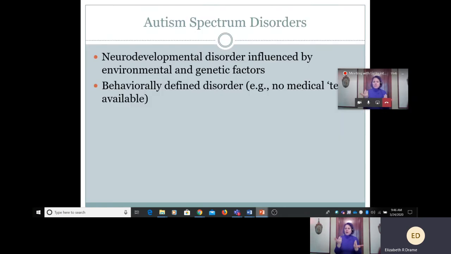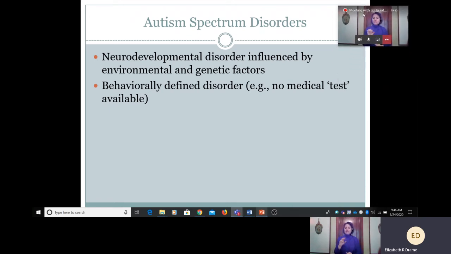So, autism spectrum disorder is a neurodevelopmental disorder that scientists don't know the cause of, although they have evidence to suggest that there's possibly a combination of environmental and genetic factors. There is no blood test, there is no brain test. It is a behaviorally defined disorder based on specific criteria, and those criteria have changed over time.